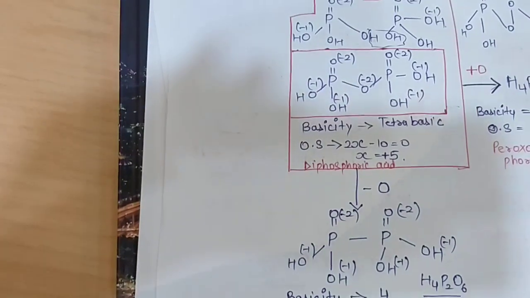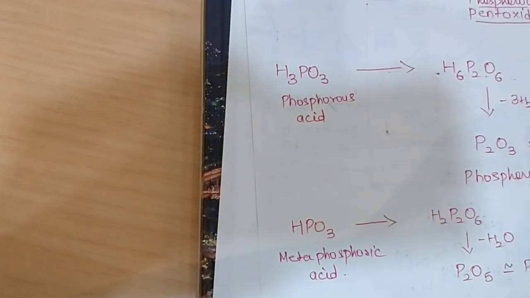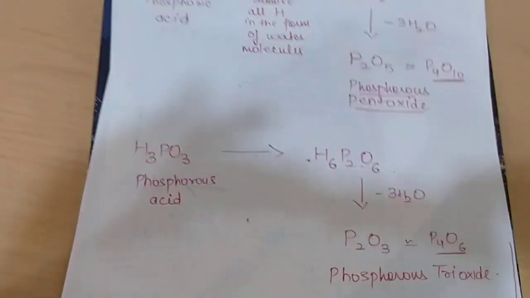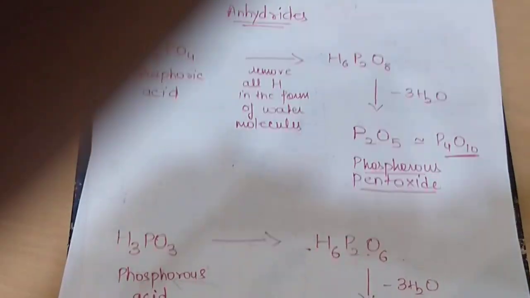Here the oxidation state has reduced by 1 as the oxygen has been removed, and the basicity will remain the same, that is, 4 ionizable protons are there, so the basicity will remain the same for hypophosphoric acid as for pyrophosphoric acid, and the formula becomes H4P2O6.